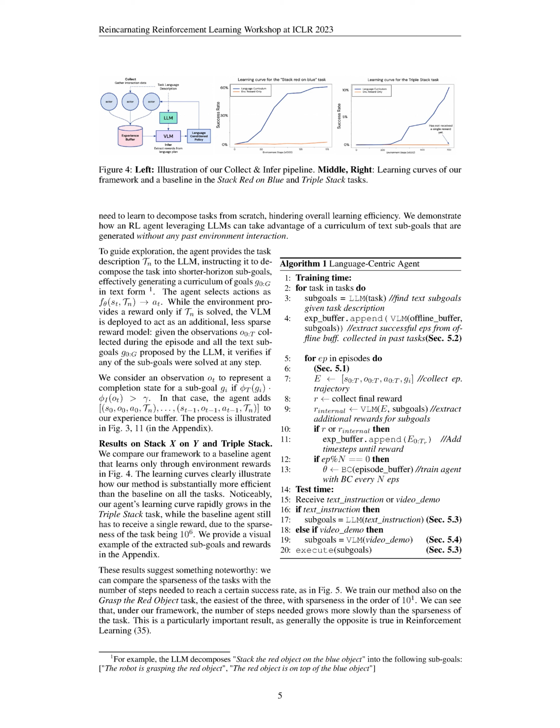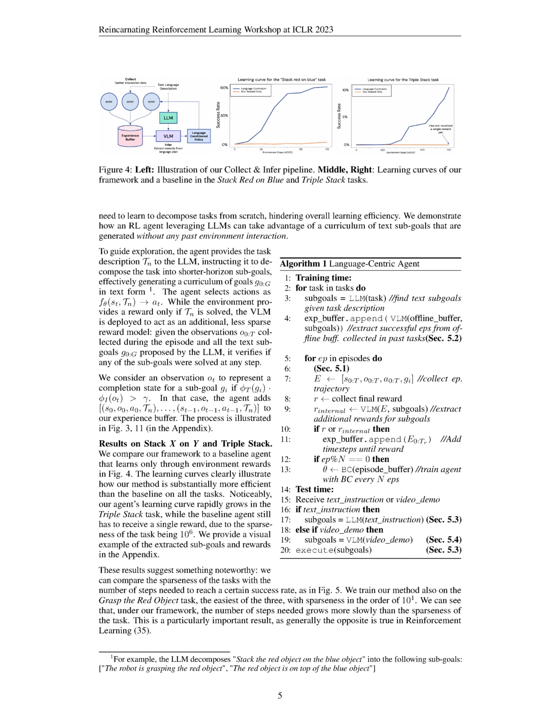We tested our framework on tasks like stack X on Y and triple stack, and compared it to a baseline agent that learns only through environment rewards. The results clearly show that our method is significantly more efficient than the baseline on all tasks. Notably, our agent's learning curve quickly rises in the triple stack task, while the baseline agent has yet to receive a single reward due to the task sparseness.